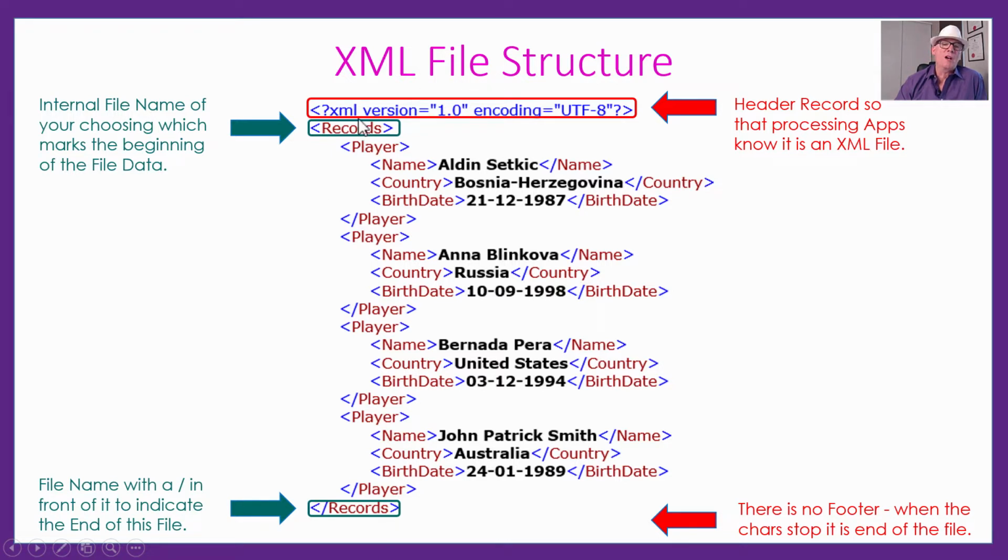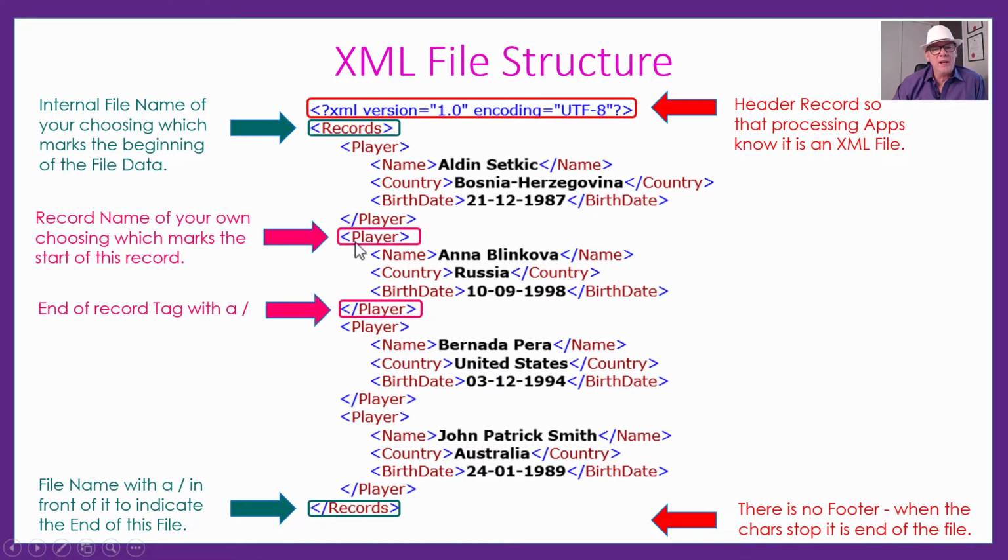This is the file. So our file is called records, and in each record we've got this player here and then a slash player for where it ends. So this tells us this is all of the information for one player. So this is one player's record. So we've got Anna in here with a country and a birthday. That's one player. Up above there we had Alden with his information. We've got Bernarda with her information down here, and then we've got player slash player down the bottom. And we've got the Australian guy, John Patrick Smith, in there, all right?